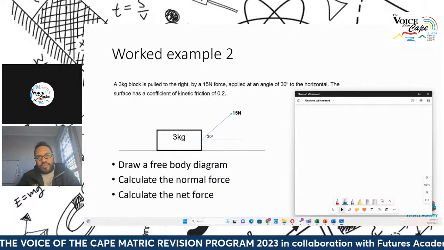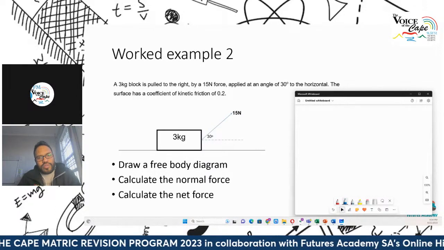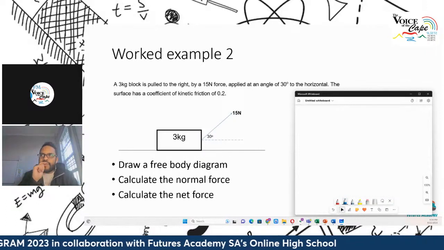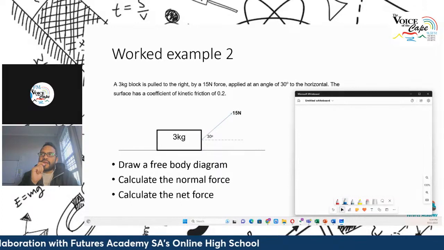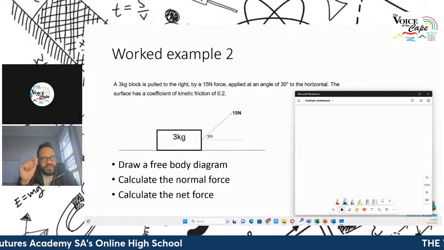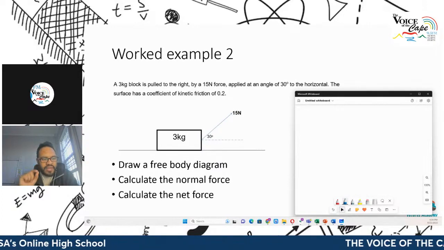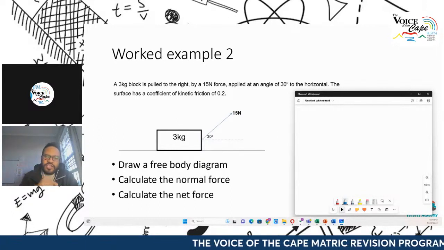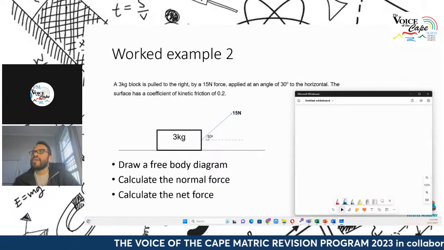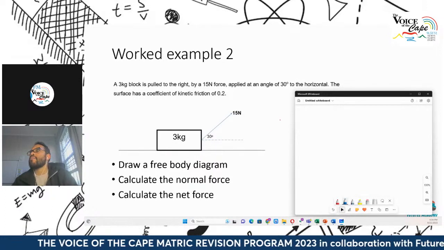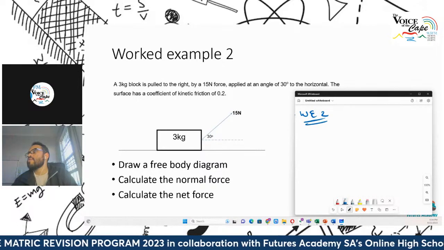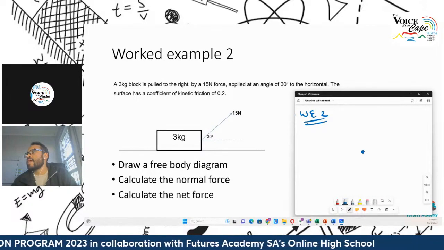Now, this is that example that we all told you must be very careful about, because we said that the normal force is not always equal in magnitude to the gravitational force. So this is an example where we see that it's not equal to. So let's see what we can do. Draw a free body diagram. So WE2, meaning worked example 2. We draw a free body diagram.